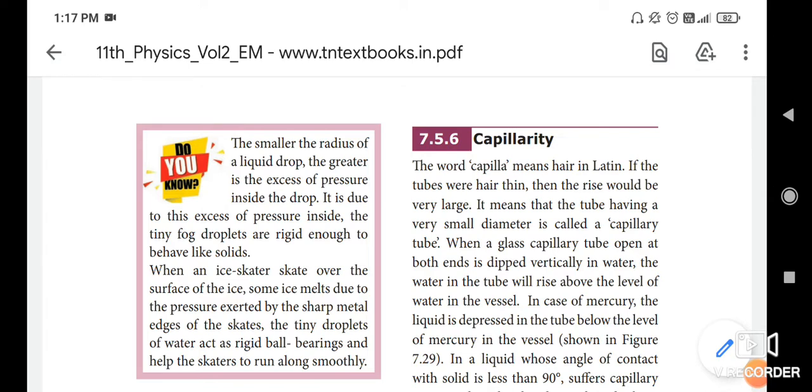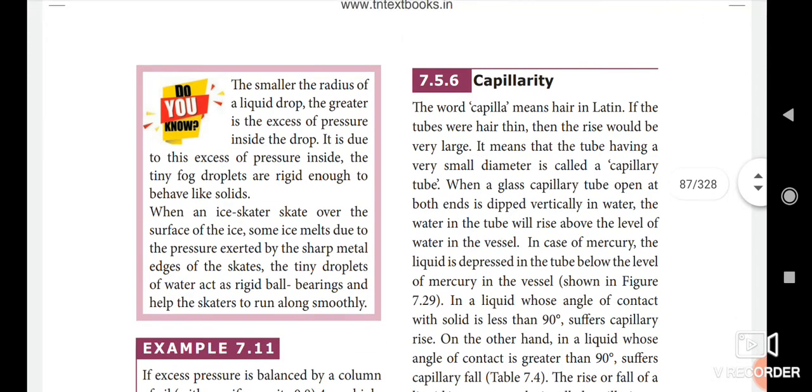Next we see about the excess of pressure inside a liquid drop, a soap bubble and an air bubble. Then today we see about capillarity. First of all, what is meant by capillarity?